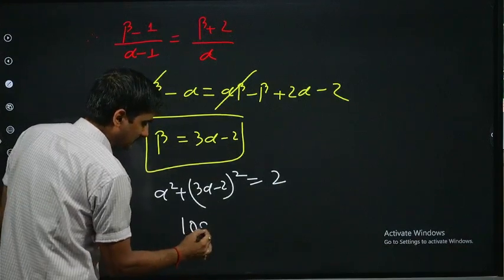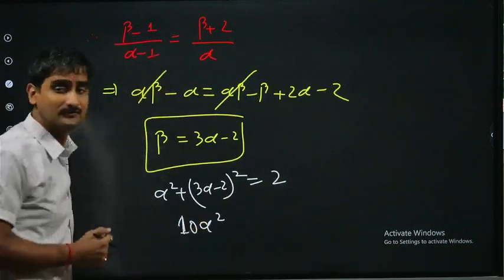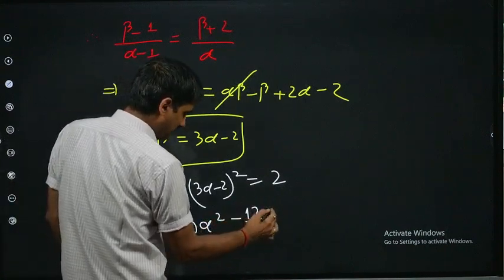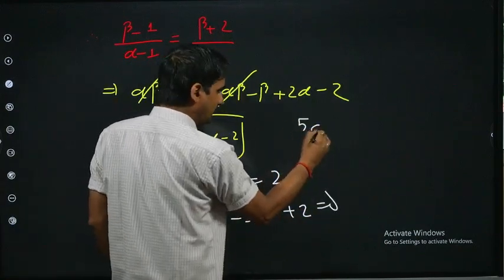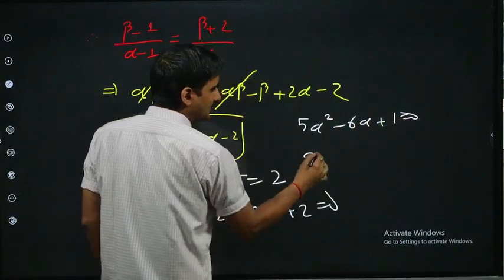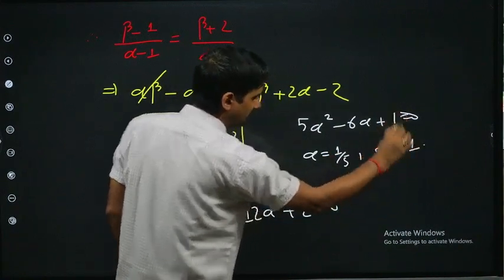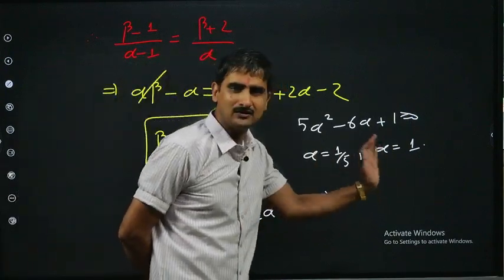If I haven't committed any calculation error, which you people can take care of, of course, we'll get 10 alpha square minus 12 alpha plus 4 plus 2 equal to 0. So 5 alpha square minus 6 alpha plus 1 equal to 0. So I think one is alpha is 1 by 5 and another one is alpha is 1. So alpha is 1 by 5 or alpha is 1.